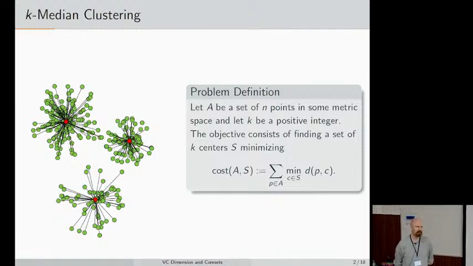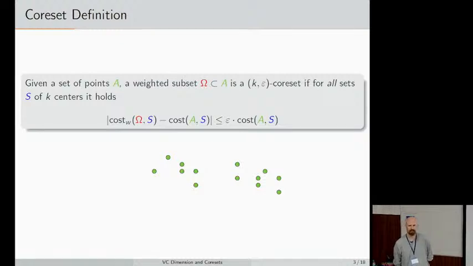You can ask to solve it, of course. That's not really what this talk is about. This talk is about how to compress it, though you can use these things also within an algorithm that optimizes for the k-median objective. So the compression scheme that we're considering is coresets. What is a coreset?